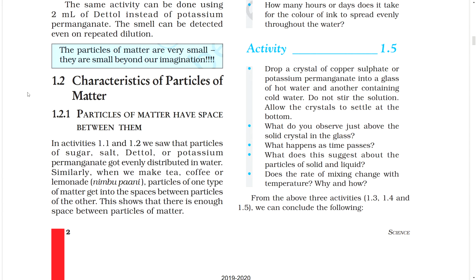Activity. Do this. Drop a crystal of copper sulfate or potassium permanganate into a glass of hot water and another containing cold water. Do not stir the solution. Allow the crystals to settle at the bottom. What do you observe just above the solid crystal in the glass? What happens as time passes? What does this suggest about the particles of solid and liquid? Does the rate of mixing change with temperature? Why and how? Comment this.